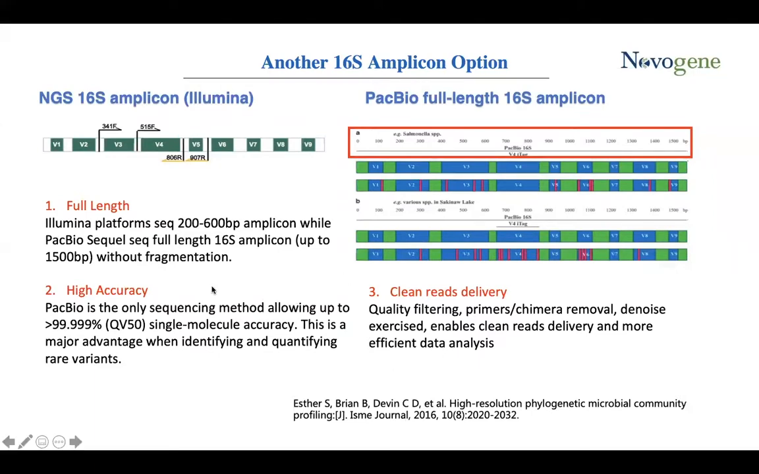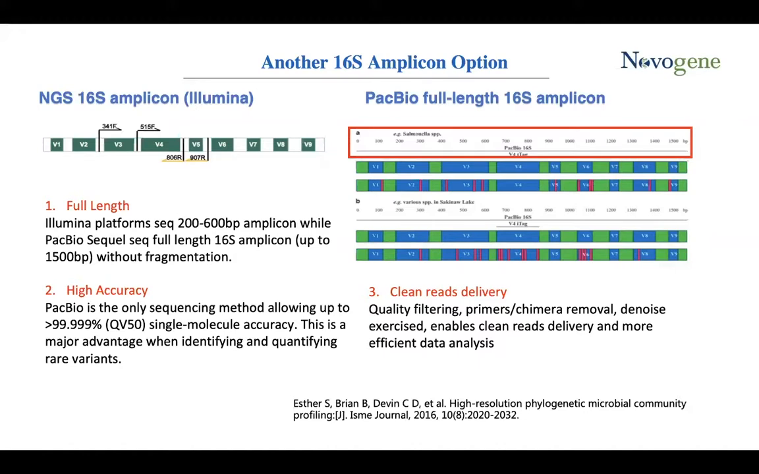In CCS, or what we call HiFi mode, the sequencer will sequence a read a great many times and pick the most accurate one after comparing them to each other. So the accuracy is very high, which can go up to 99.999%. That is QV50. This is a major advantage when we want to identify or quantify some very rare variants.